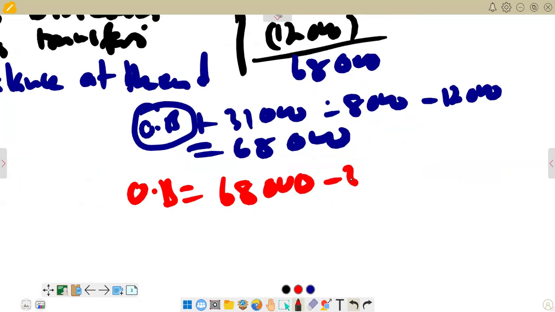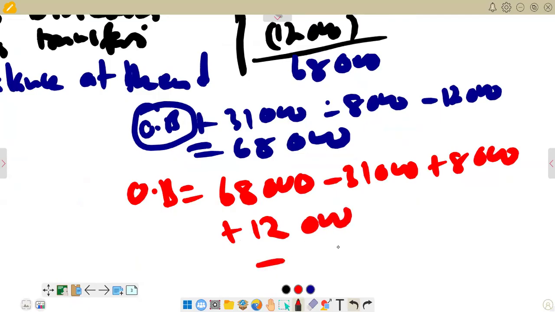We take all the figures the other side. 31,000 becomes negative, minus 31,000. This one becomes positive. This one becomes positive again. So we calculate that one. The answer that you are supposed to get there should be 57,000. Let's just verify. 68,000, we subtract 31,000, and then you are supposed to add 8,000 and 12,000. We get 57,000. So the answer that we are getting there is 57,000. So this is the balance that we are looking for.